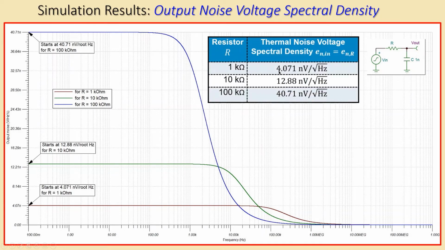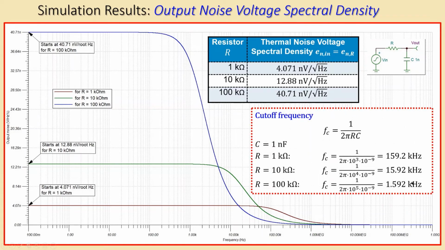In summary again, this is the input thermal noise voltage density. You can see for each resistor value, if you look at 100 kilo ohm again, it starts at 40.71 nanovolts per root hertz. But it will decrease and go all the way to 0 due to the low pass filter action of this RC circuit. The cutoff frequencies are again shown as an effect in this plot. For each resistor value you can see the cutoff frequencies. If you increase your resistor you have a very small cutoff frequency, and if you decrease your resistor you have a very large cutoff frequency or bandwidth. That's also seen from this output noise spectral density.